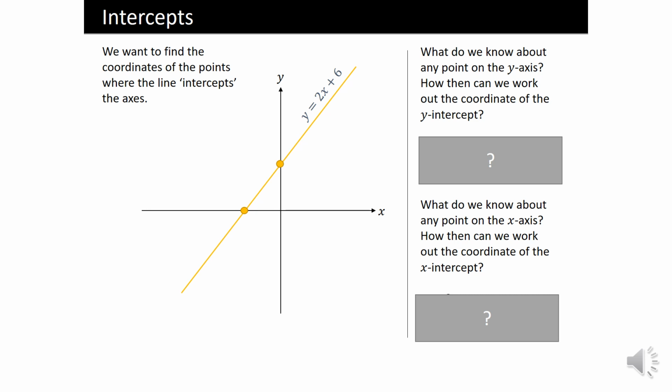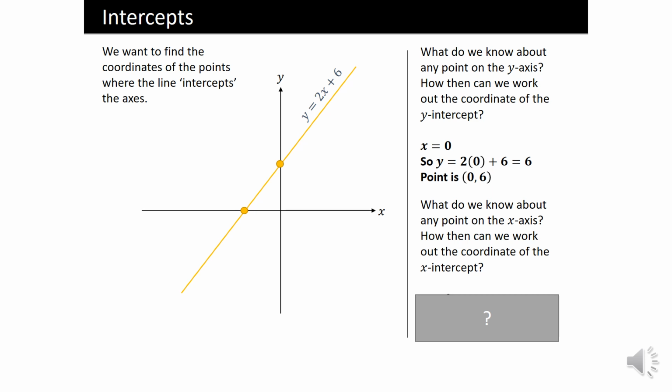When the line crosses the y-axis, there's something that we know about the y-axis to do with the values x and y. So what is the x-coordinate going to be when it hits the y-axis? Well, everywhere on the y-axis, the x-coordinate is 0. So if we substitute x is 0 into our line equation, that tells us the y-intercept. So if we substitute in, we get that the point is 0, 6.